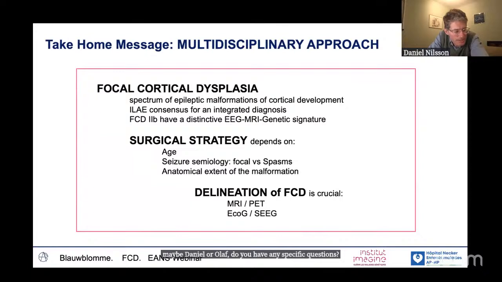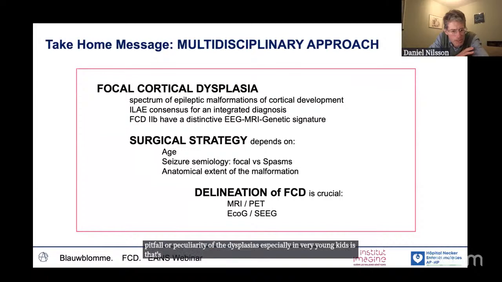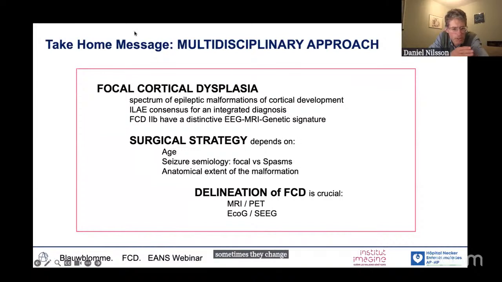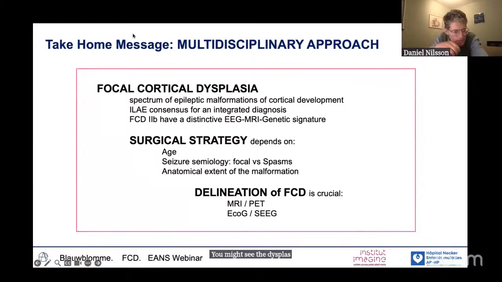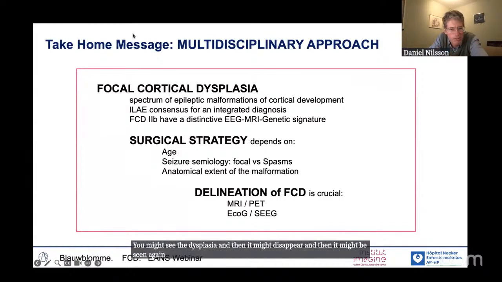I have a comment and a question for you, Thomas. Great talk, really. And I think one pitfall or peculiarity of the dysplasias, especially in very young kids, is that sometimes they change when you are doing sequential imaging. So if you do an imaging when the child is maybe 6-7 months old, you might see the dysplasia and then it might disappear and then it might be seen again. Could you just comment on that? Have you also seen that?